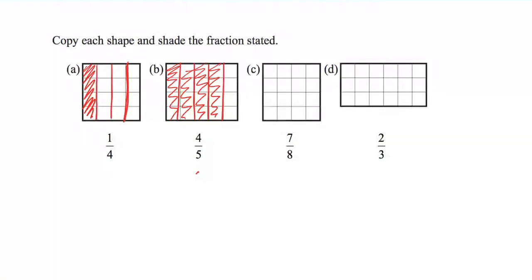Okay, now in C, this is more challenging. We have to shade in 7/8. So we need to split the shape up into 8 equal pieces. Well, the way to do this is to first of all split it in half, and then to split each half into quarters. And this way, we're going to have 8 equal pieces. So there's my 8 equal pieces. I need to shade in, I should say, 7 of them.